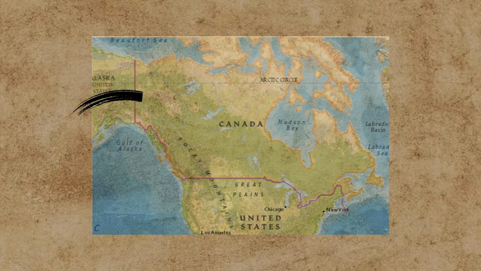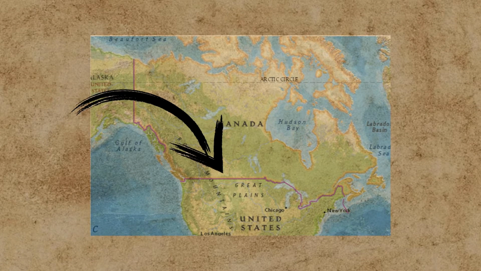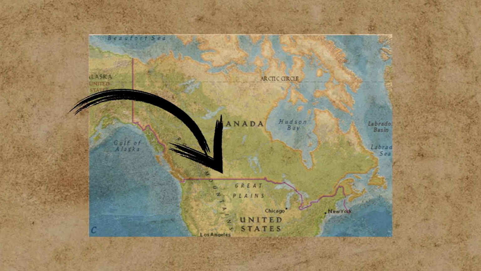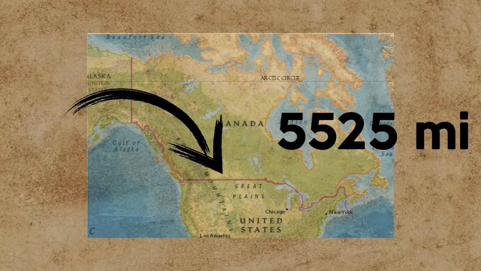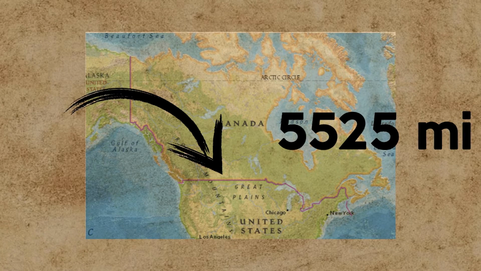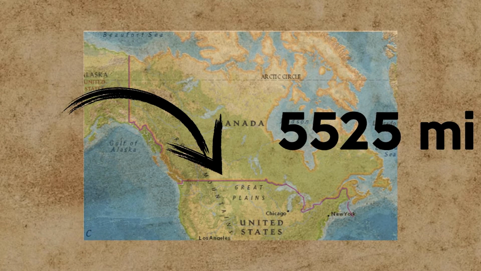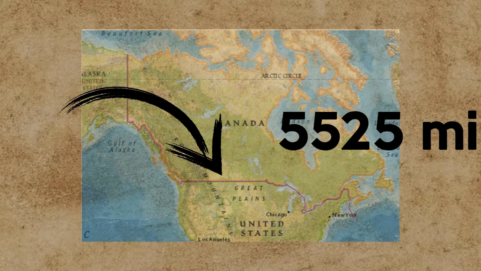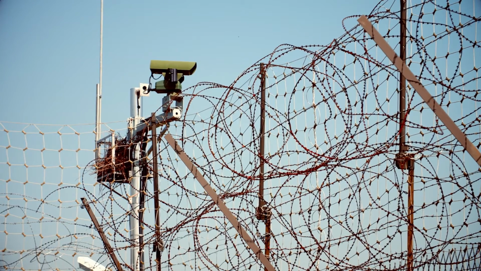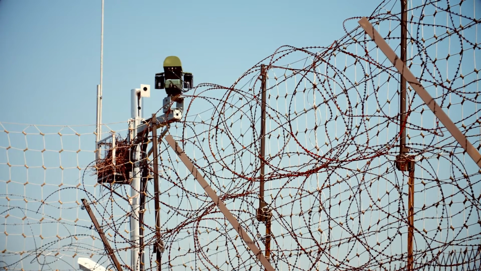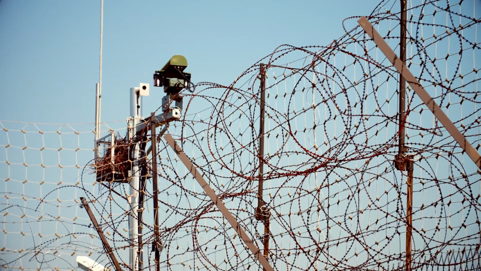This seemingly unbroken line stretches a remarkable 8,891 kilometers or 5,525 miles and serves as a testament to the importance of clearly defined territorial boundaries. However, this is just one of many examples of straight borders that can be found throughout the world.